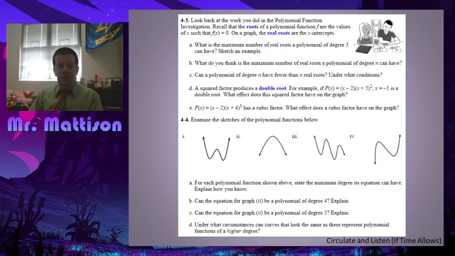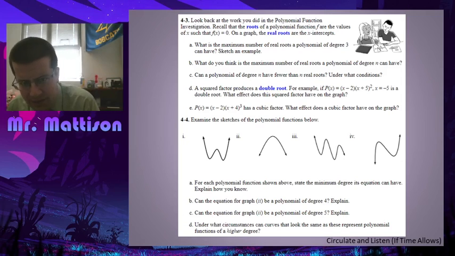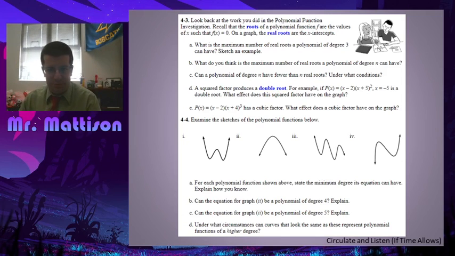So let's take a look at 3 and 4. For 3, we're going to talk about the idea of roots and real roots. Roots are the values which cause a function to equal 0. They're also called zeros if they're on a graph. They're called solutions if you're trying to solve them out algebraically. All different ways of saying the exact same thing.